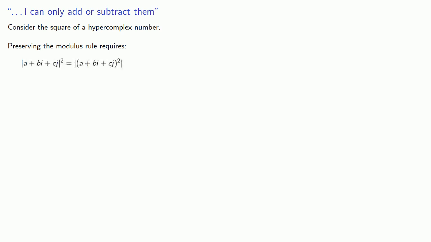So, we want to preserve the modulus rule, so let's consider the square of a hypercomplex number. Preserving the modulus rule is going to require that the square of the modulus be the modulus of the square. Now, since the left-hand side is the square of a modulus, we can calculate the modulus and square it, and we get. Meanwhile, the right-hand side requires us to perform the multiplication first. So let's expand this in the way that we might do so. And so we get.